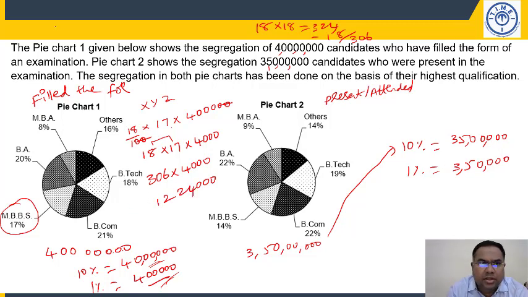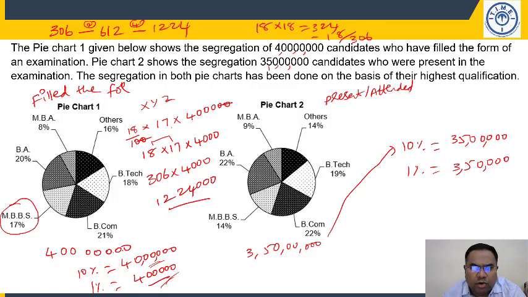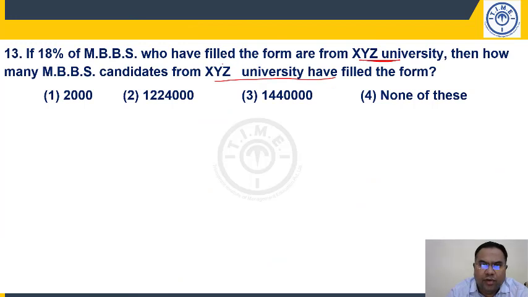4 into 306, or you can do like this, right? 306, 4 times means double this. 612. 2 times I'll get. 4 times means again double this. 1224. Or 1200, 6 into 4, 24. 1224 followed by 3 zeros. Choice 2 should be your answer.